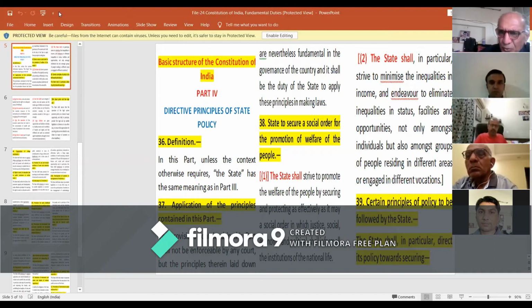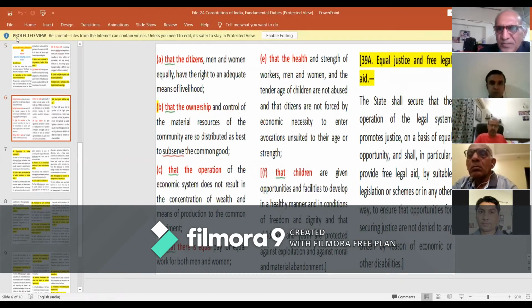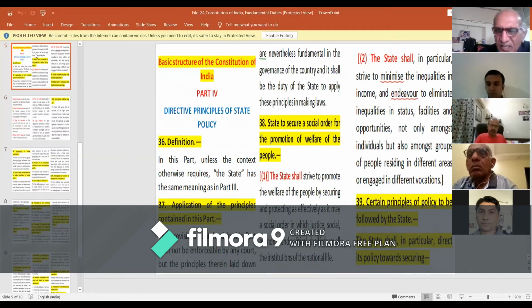It has been put to the conscience of the legislature. The legislature may apply those principles. But we can't enforce it. So citizens can't go to the court. Courts cannot give any legal sanction in case these are being implemented or not implemented. So there cannot be a judicial direction. There cannot be a judicial pronouncement compelling the state to follow these principles.